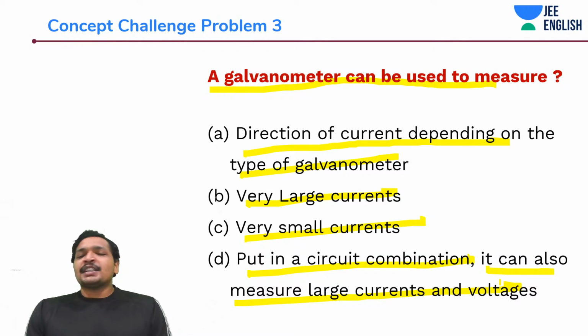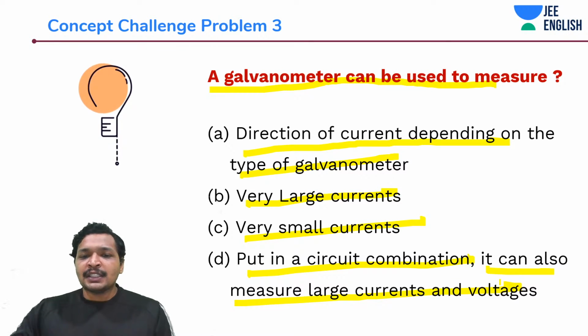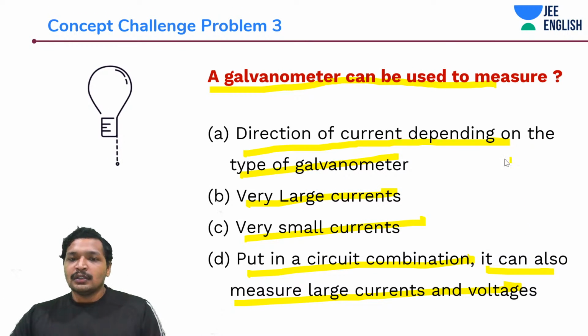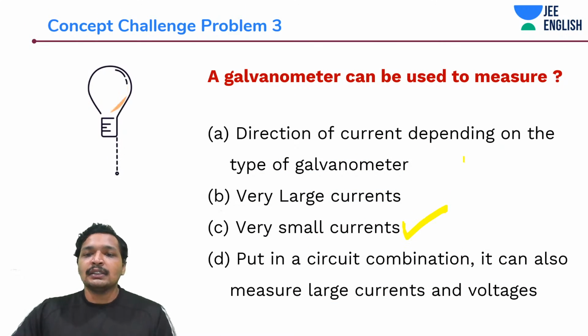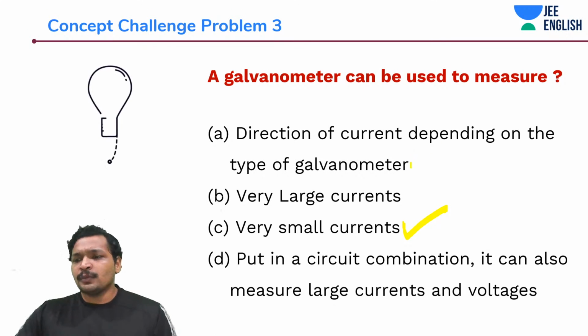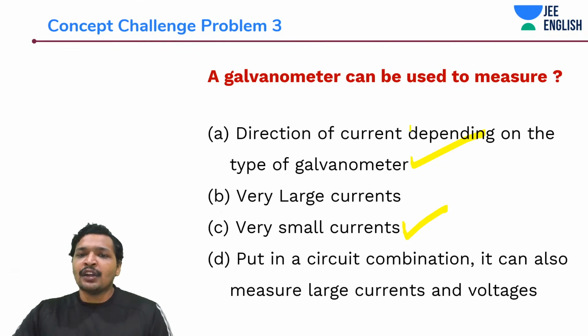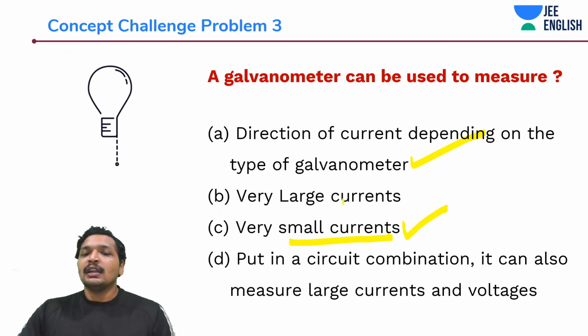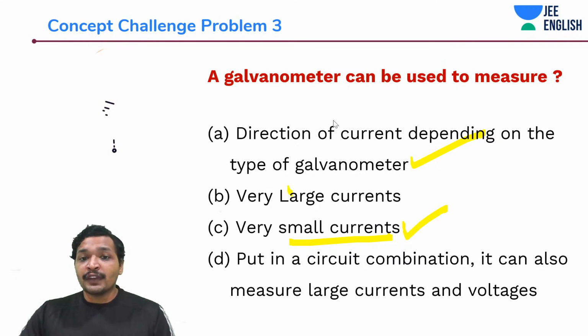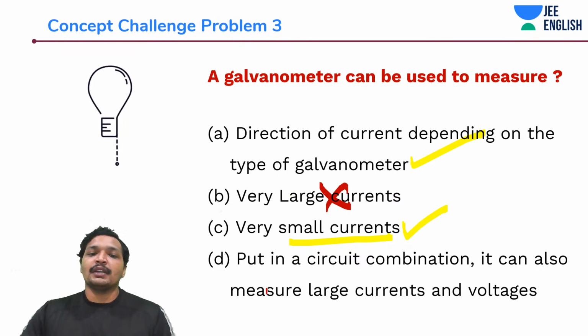What can a galvanometer measure? A galvanometer can measure only small currents and its direction, and sometimes small voltages. Direction of the current depending on the type of galvanometer, yes. It can only measure small currents, not very large currents. Remember, large currents will spoil your galvanometer.